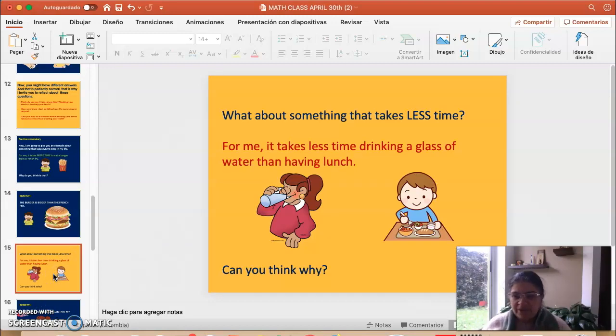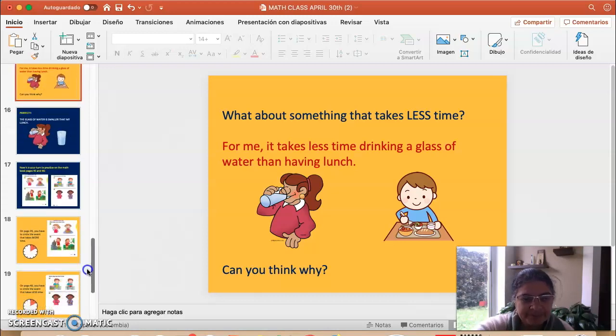And now the second example is this one. What about drinking a water or having lunch? Well, in my case, it takes less time to drink a glass of water than having a lunch. But why? Yes, of course, because the glass of water is smaller than my lunch, obviously. And in your case, I suppose it's the same.